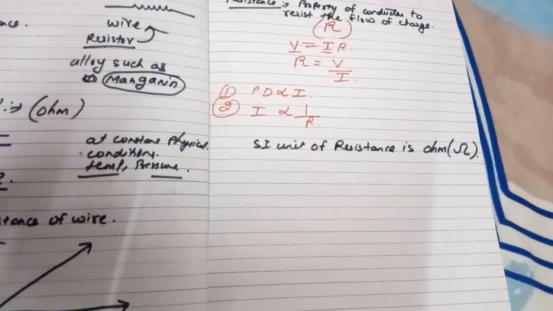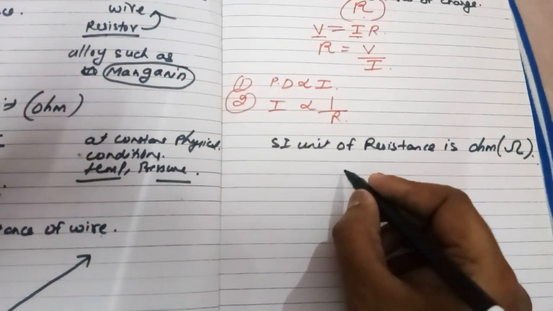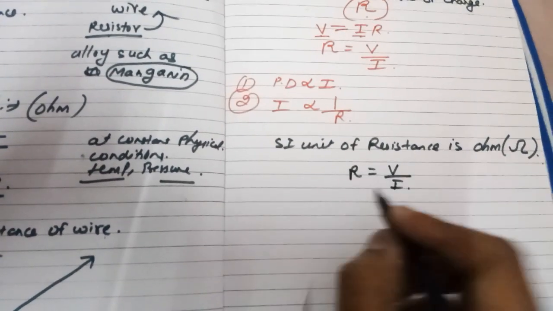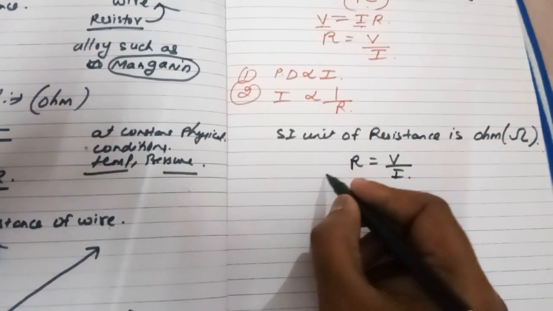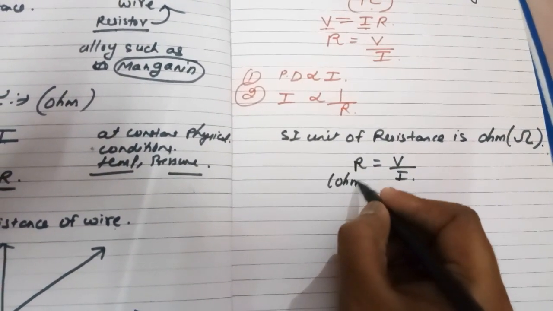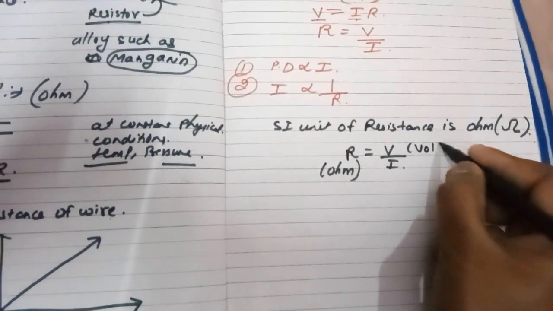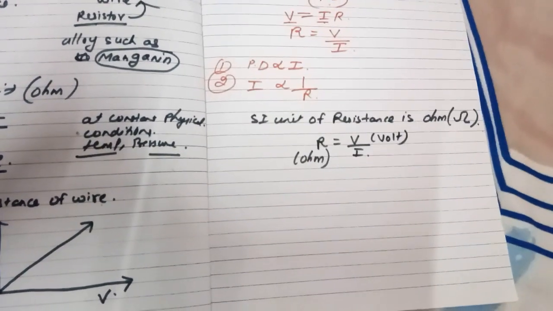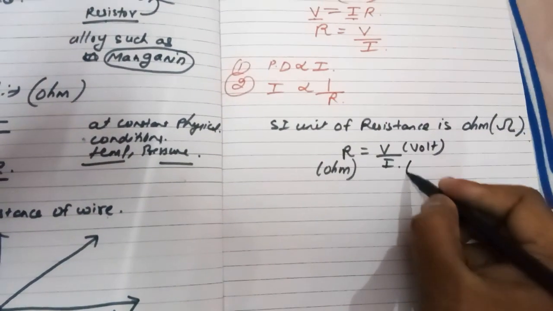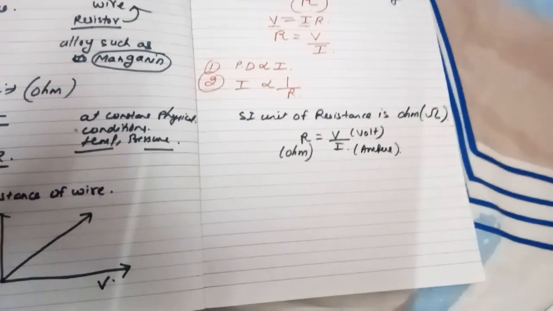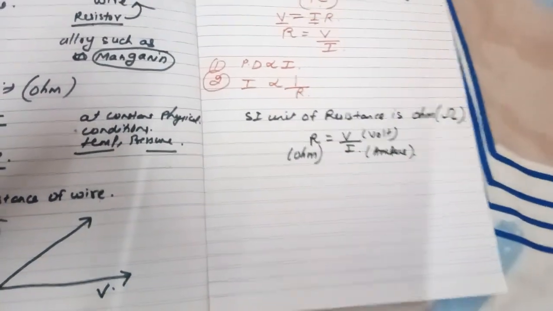Okay, so R equals V upon I. Resistance SI unit is ohm, potential difference SI unit is volt, current SI unit is ampere. So what is the definition of 1 ohm?